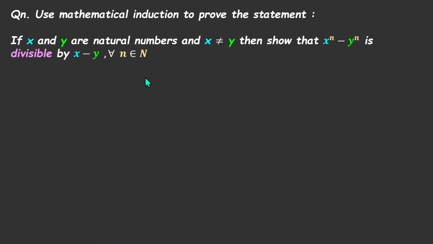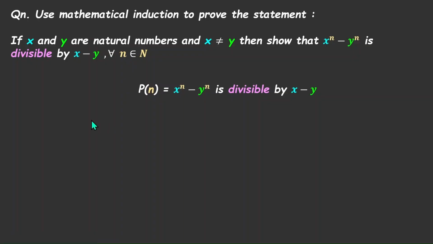So the statement we have, and we represent it with P of n, is that x raised to power n minus y raised to power n is divisible by x minus y. And this is the statement on which we're going to do our induction. So our base condition for step 1 would be to take n is equal to 1, because n belongs to the set of naturals and the smallest natural number is n is equal to 1.